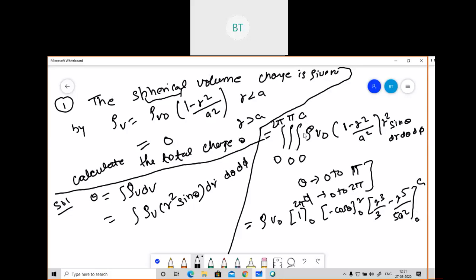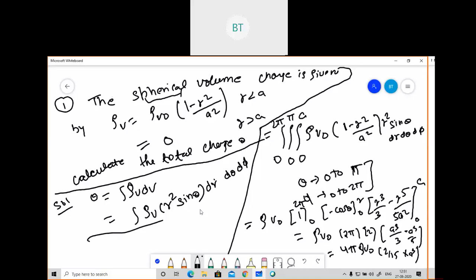All those limits which I'm putting, I have solved. Now I'll write here rho v0 into 2 pi into 2, and if you substitute a here, you'll get a cube by 3 minus a cube by 5. After solving this, you'll get 4 pi rho v0 into 2 by 15 into a cube. And the final answer, if you solve this, is 8 pi by 15 into rho v0 a cube.